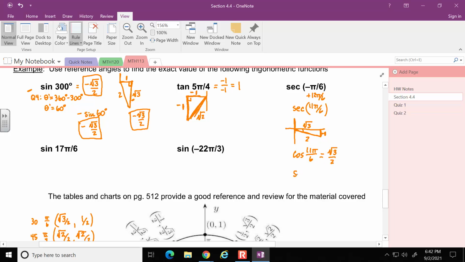So the secant of 11 pi over 6 is that flipped. So I get 2 over the square root of 3, and I need to rationalize that denominator. So I multiply top and bottom by square root of 3. So I get 2 times the square root of 3 over 3. Okay, so I realize I'm going through that kind of fast, but I just want to point out, these aren't as bad as they may seem. And you've got your unit circle.